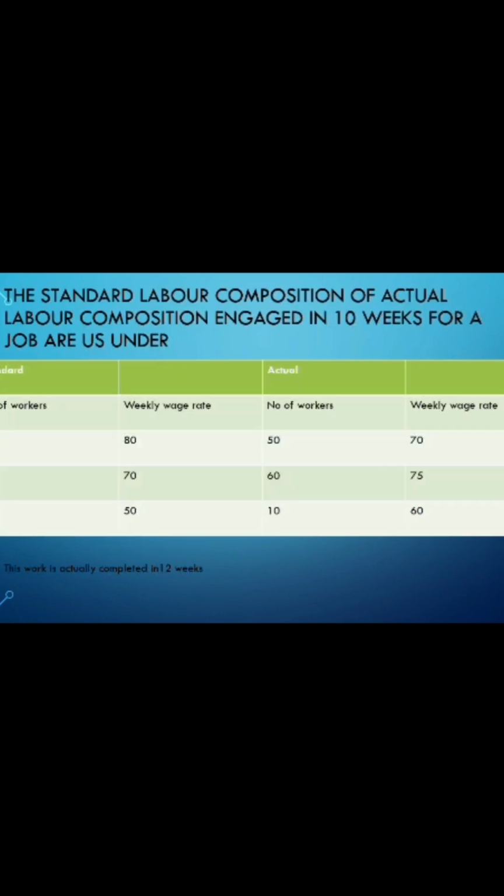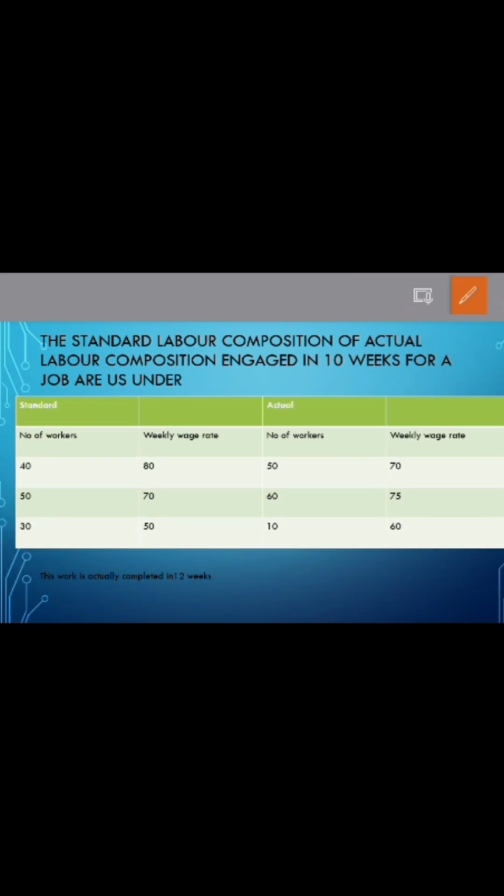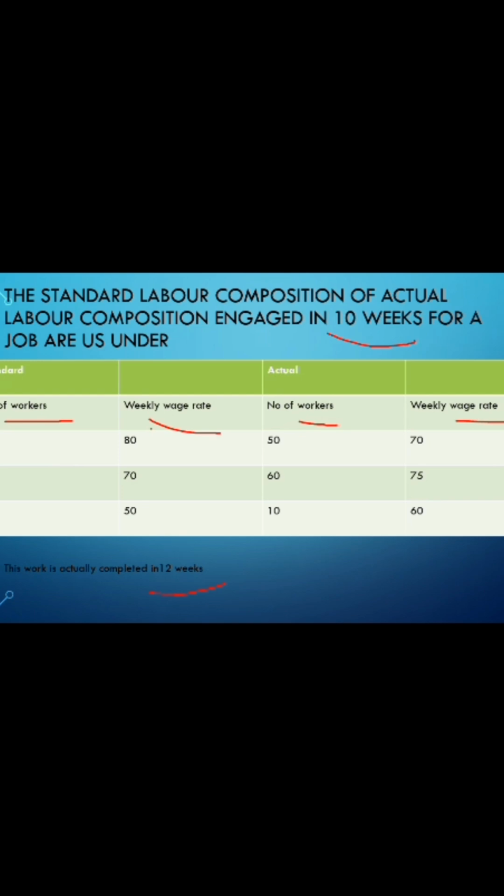And this is problem number 3. Here they have given the standard labor composition and the actual labor composition engaged. The standard time is 10 weeks, and the work is actually completed in 12 weeks. And here the standard hour is not given. They have only given the number of workers and the wage. So we have to calculate the standard hour and standard rate.